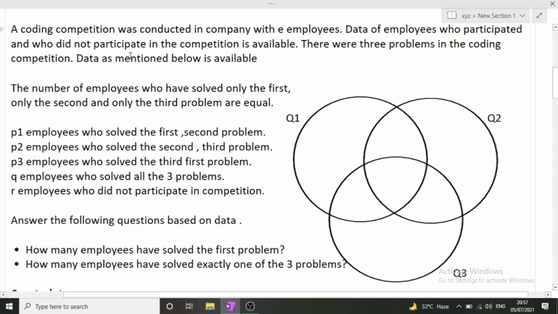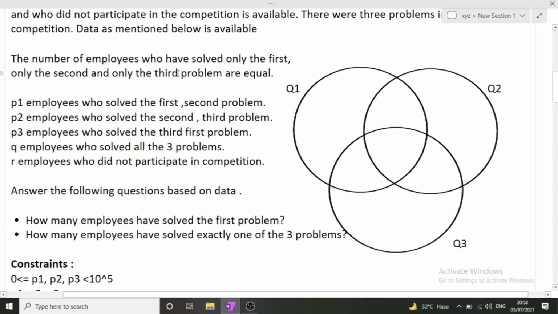A coding competition was conducted in a company with E employees. So there were a total of E employees in the company. Data of employees who participated and who did not participate in the competition is available. That will be given to us. There were 3 problems in the coding competition. So till now we understand that there were a total of E employees and a total of 3 coding questions in that particular competition. Now we have the data of the employees who participated and the data of the employees who did not participate.